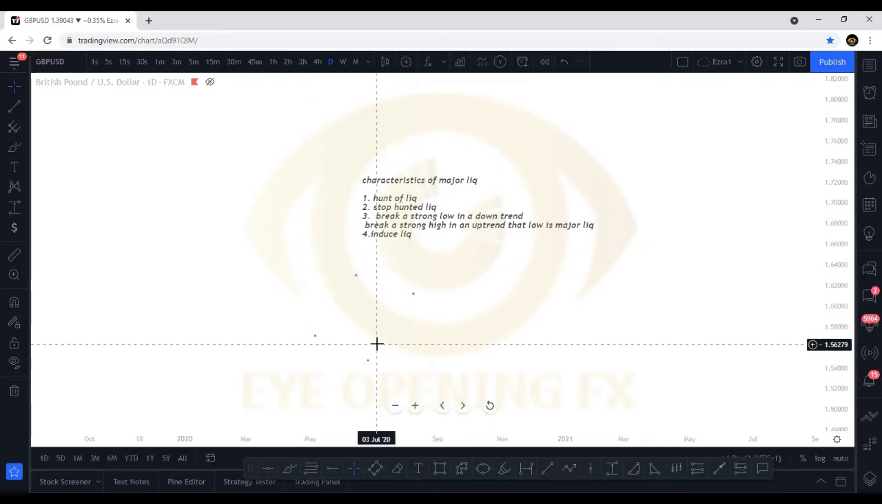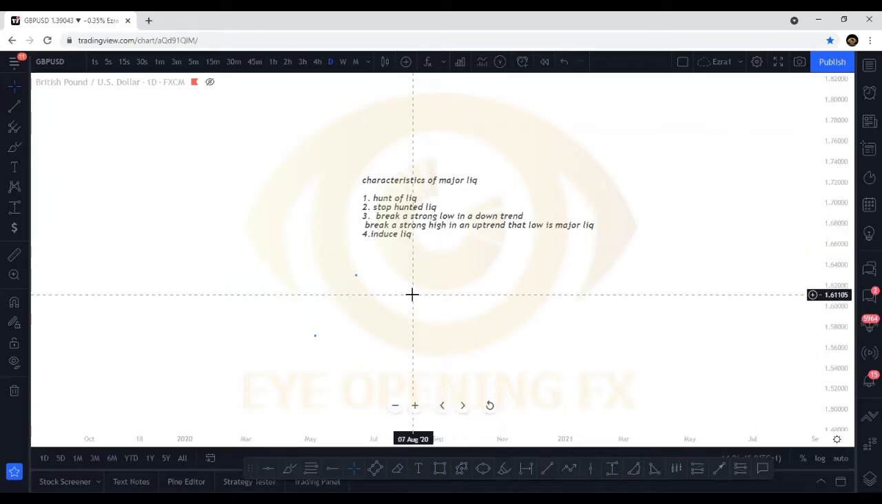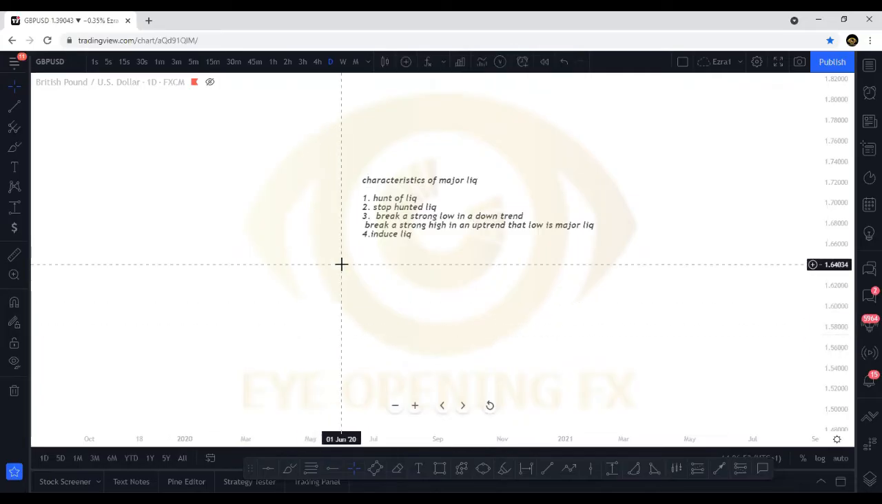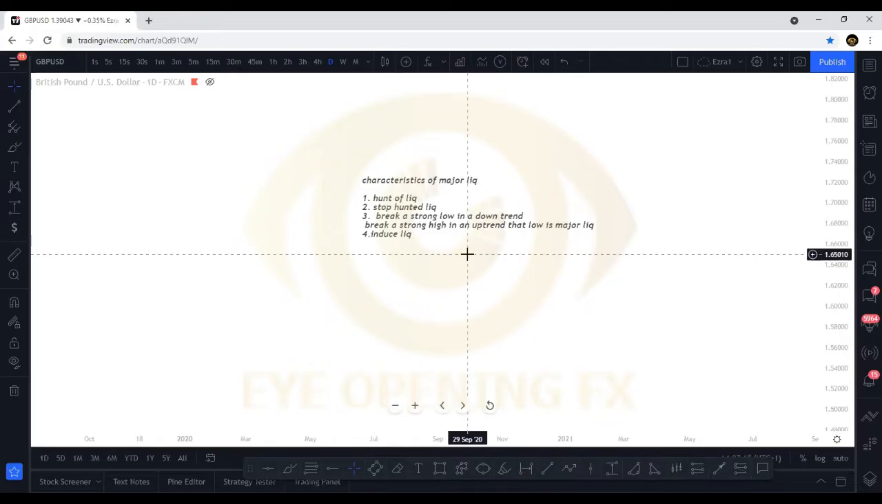Now how do we define a major liquidity? Firstly, we have what we call point of liquidity. These are the characteristics of a major liquidity. When a high or a low is a point of liquidity before a break of structure, we consider that high or low as a major liquidity. That means we are not expecting the market to reach it. If the market reaches it, that means we have gotten a change of trend, that means we have gotten a BMS.